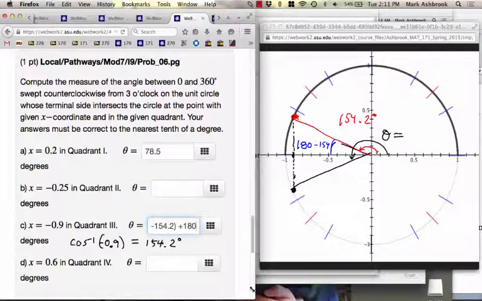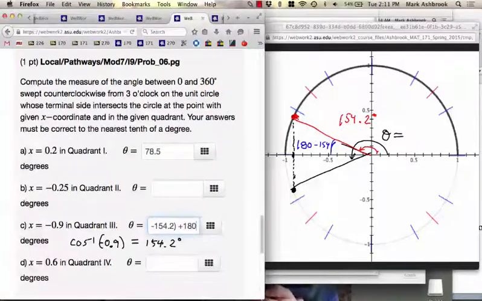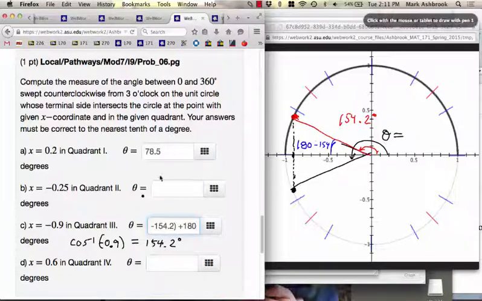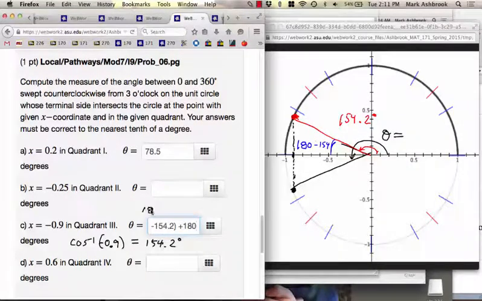Can't really see that anymore, but that's what it gets. Okay, so I typed in Sean's way, but both are valid. So 180 minus 154.2, take that and add it to 180. Okay. Finally, 0.6 in quadrant 4.